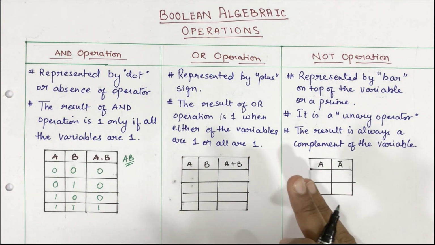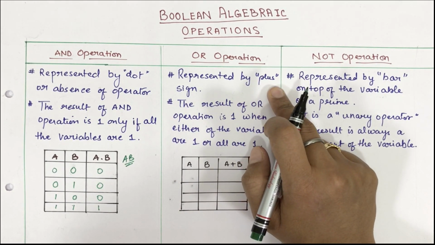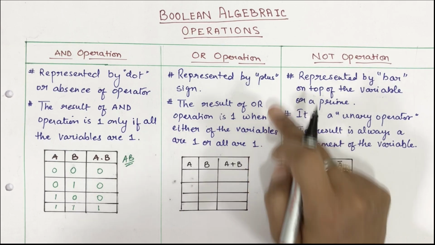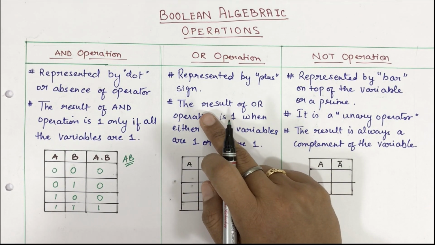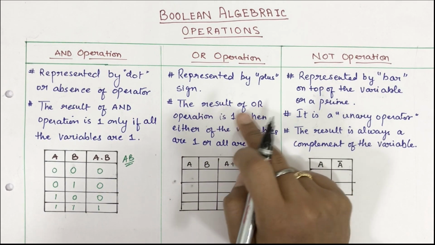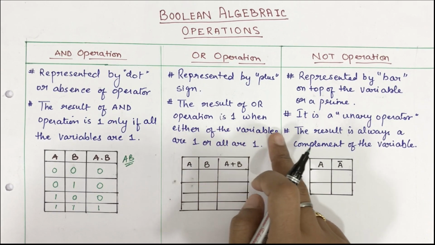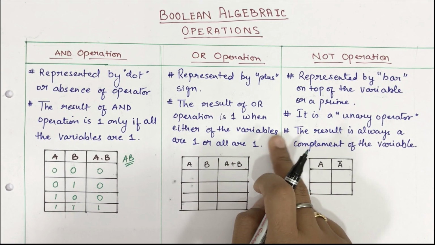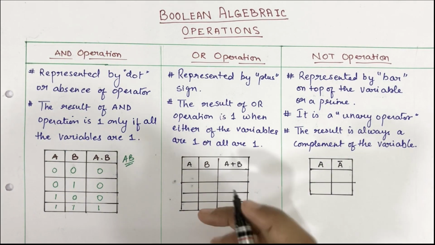Now coming to the second operation, that is the OR operation. It is represented by the plus sign, A plus B. Now the second point is that the result of the OR operation is 1 when either of the variables is 1 or all are 1. Let's see from the truth table.